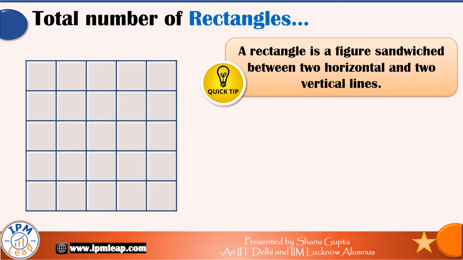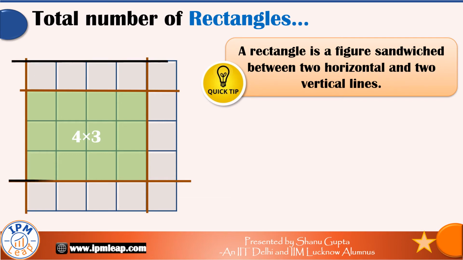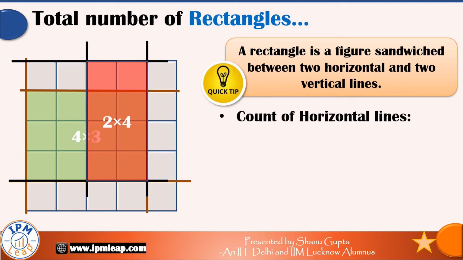Let's say, for example, I select these 2 horizontal lines and these 2 vertical lines. Do I get a rectangle sandwiched in between them? Yes, I do. Let's take another example. Let's suppose I take these 2 horizontal lines and these 2 vertical lines. Do I get another rectangle sandwiched in between them? Yes, I do. Right, so that's the clue. First count the number of horizontal lines. How many of them? 1, 2, 3, 4, 5 and 6. 6 of them.